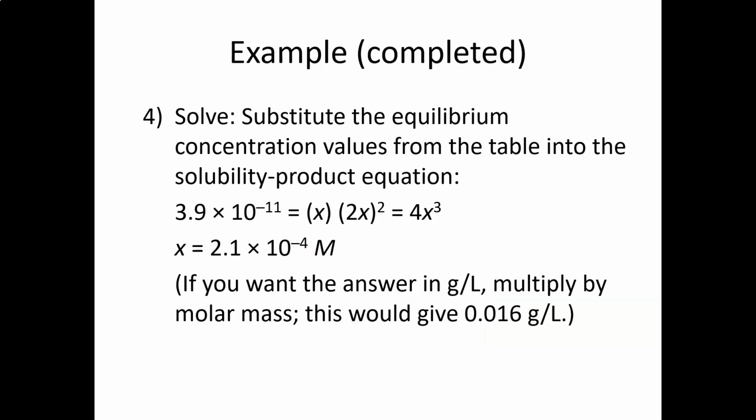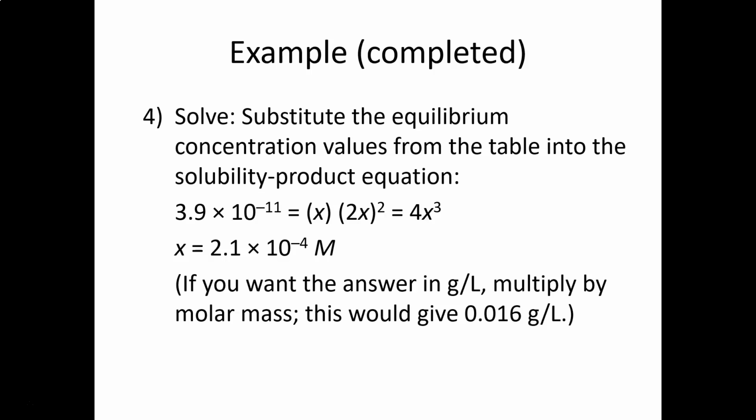Now we can set up and solve for what x is. That is 3.9 times 10 to the minus 11th equals x times (2x) squared. And remember, it's always a good idea to put the parentheses around anything that has more than a single coefficient for x. So in this case, 2x would be in parentheses raised to the power of 2. This way it reminds us to square both the 2 and the x. It's a very common mistake students make, forgetting to square or cube the value in front of x.